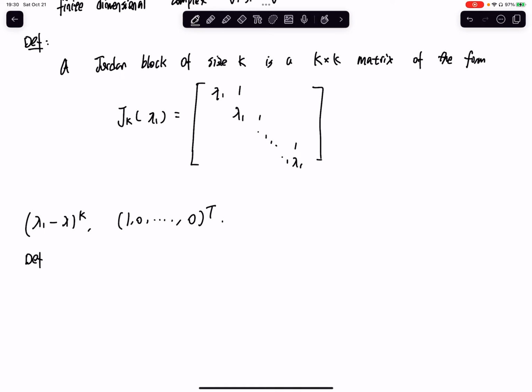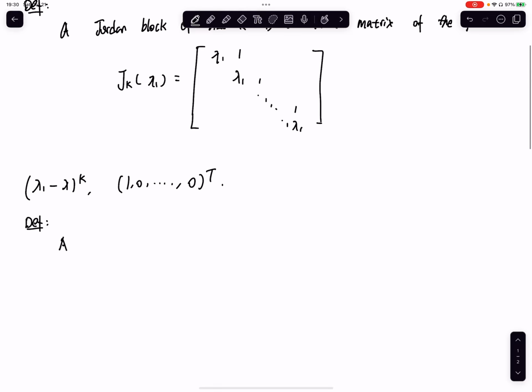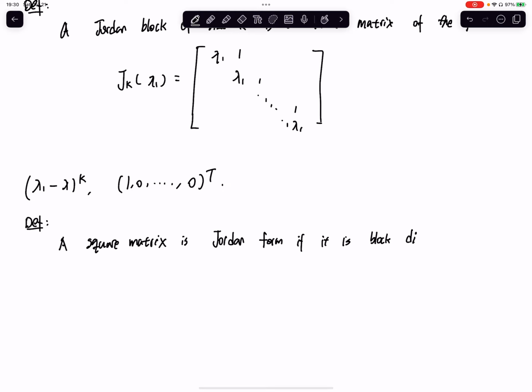So the Jordan form: we say a square matrix is said to be in Jordan form if it is block diagonal where each block is a Jordan block.